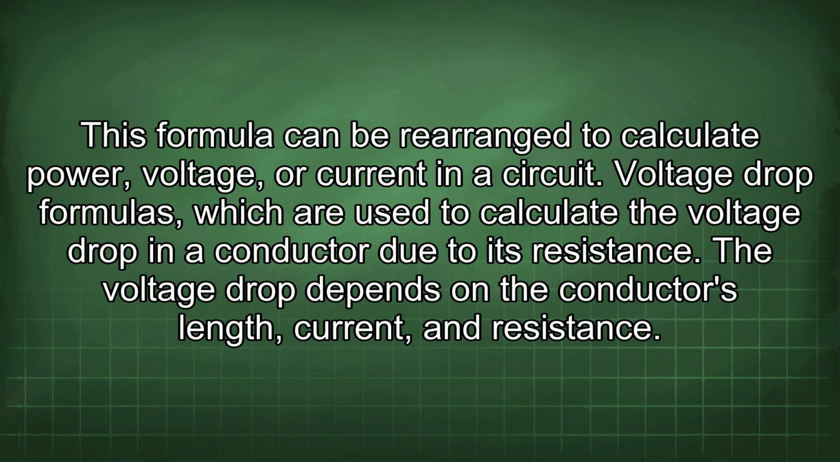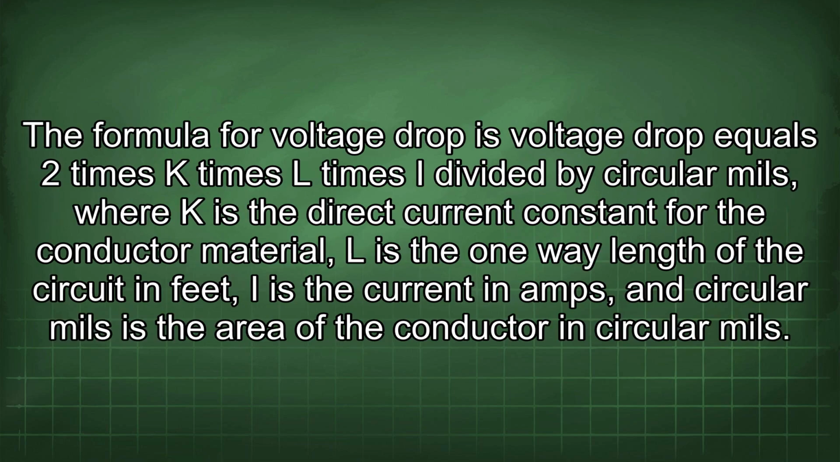Voltage drop formulas, which are used to calculate the voltage drop in a conductor due to its resistance. The voltage drop depends on the conductor's length, current, and resistance. The formula for voltage drop is voltage drop equals 2 times K times L times I divided by circular mils, where K is the direct current constant for the conductor material, L is the one-way length of the circuit in feet, I is the current in amps, and circular mils is the area of the conductor in circular mils.